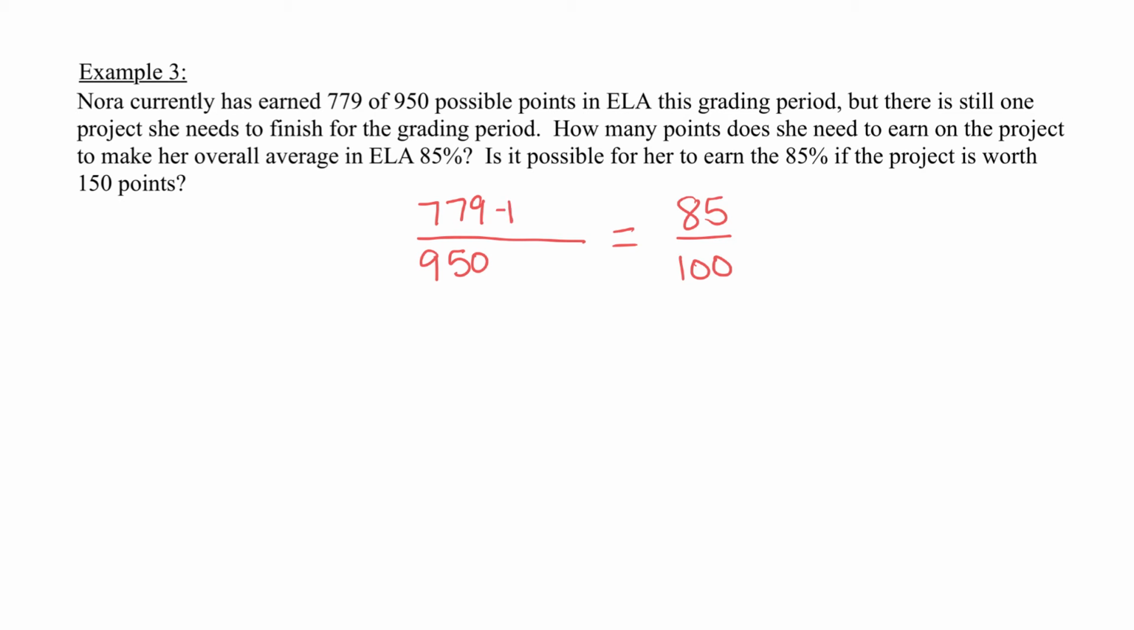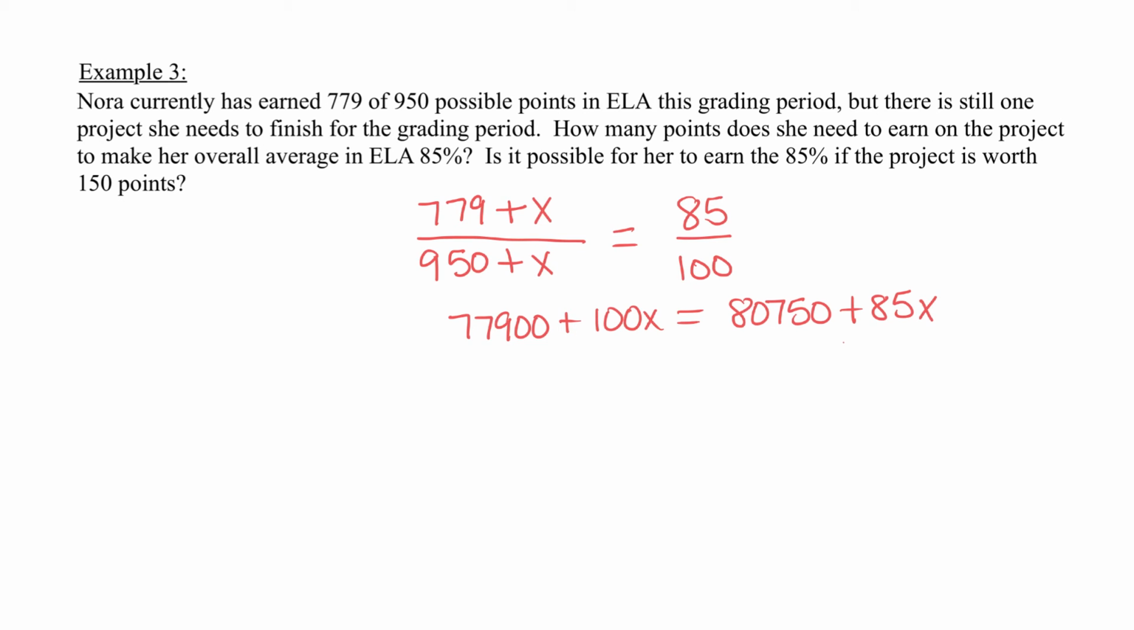We're going to add on the amount that she makes on the project to the numerator and the denominator, and we're going to try and solve for x. So go ahead and cross multiply. You're going to have 77,900 plus 100x equal to 80,750 plus 85x.